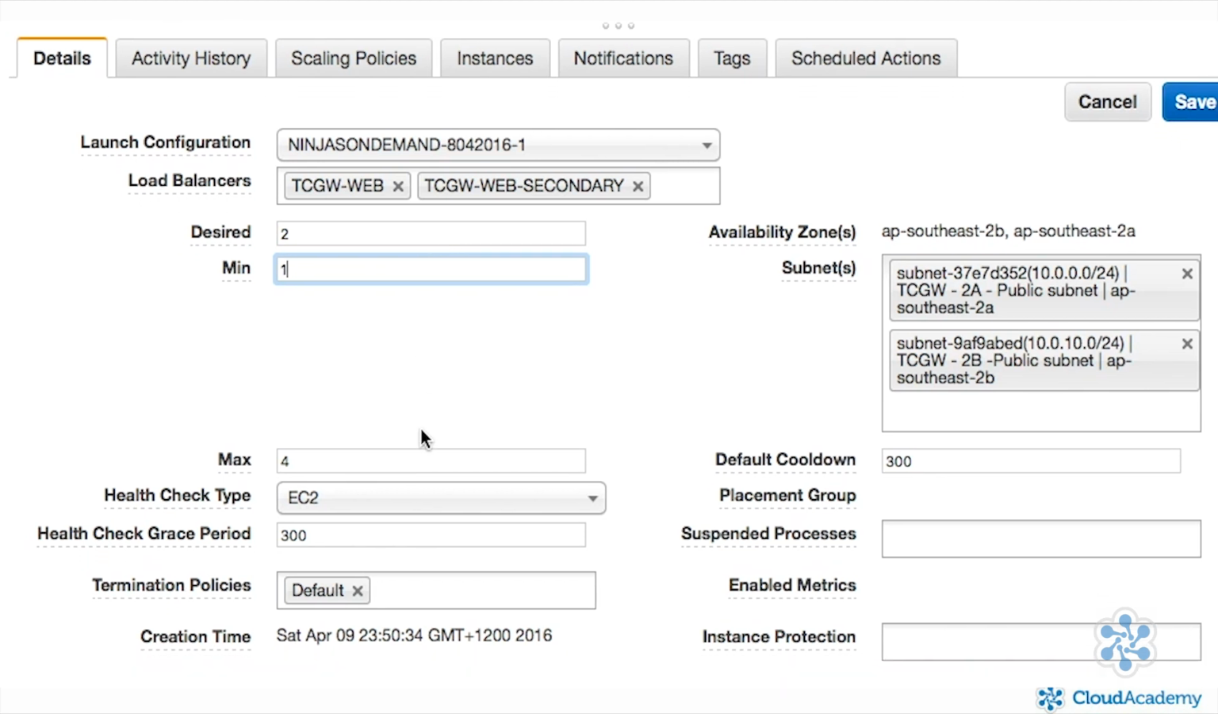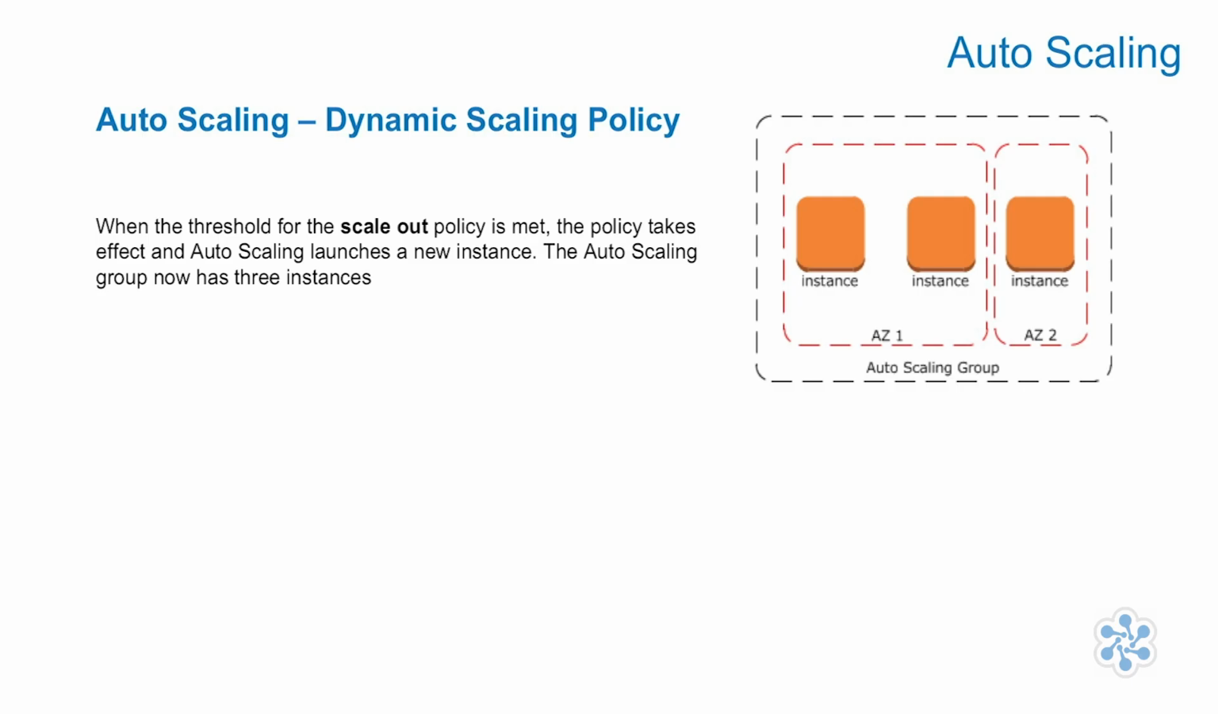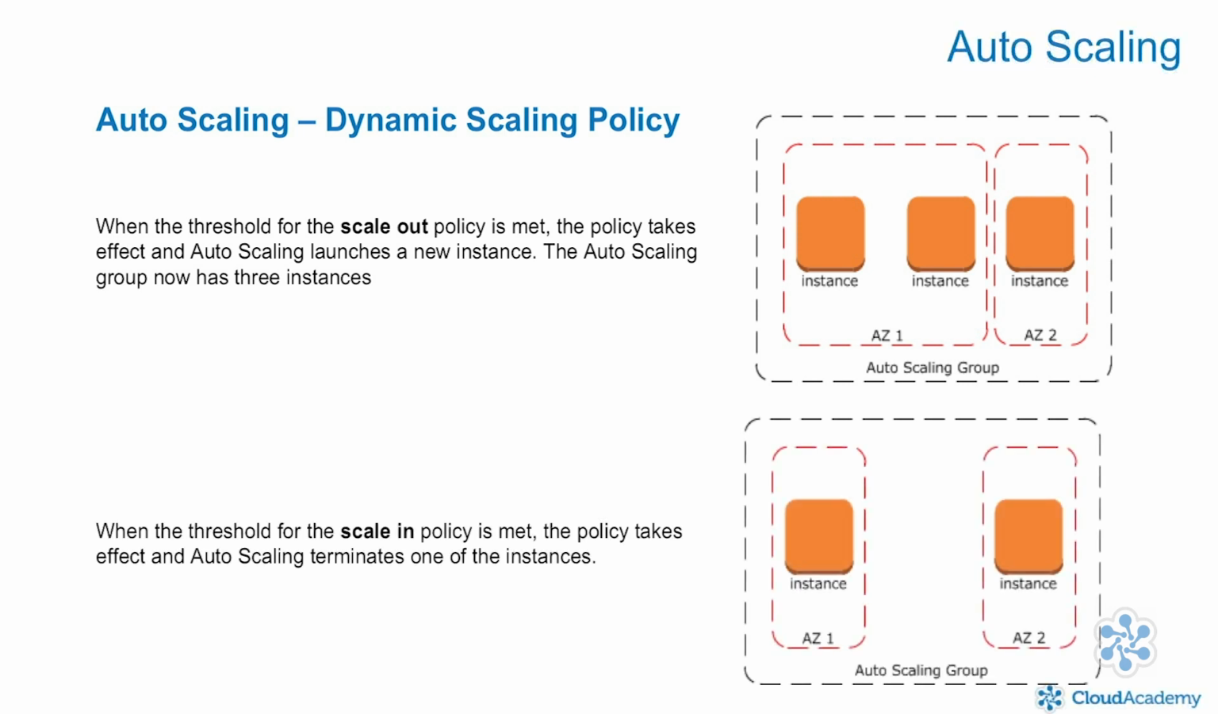Dynamic scaling, for example. Consider an autoscaling group that has two availability zones, a desired capacity of 2 instances, and scaling policies that increase and decrease the number of instances by 1 when certain thresholds are met. When the threshold for the scale out policy is met, the policy takes effect and autoscaling launches a new instance. The autoscaling group now has 3 instances. When the threshold of the scale-in policy is met, the policy takes effect and autoscaling terminates one of the instances.